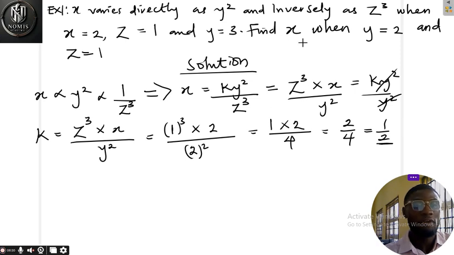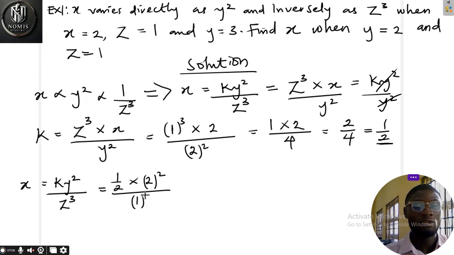Now let's find the value of x when y becomes 2 and z is still 1. So you can see y was 3, but when y becomes 2 and z still remains 1, what happens to the value of x? So we are going to take x as the subject of the formula. We had x equals ky squared all over z cubed. So k multiplied by y squared. What is y now? y is 2, 2 raised to the power of 2, everything over z. z is still 1 raised to the power of 3. So this is k multiplied by 4.